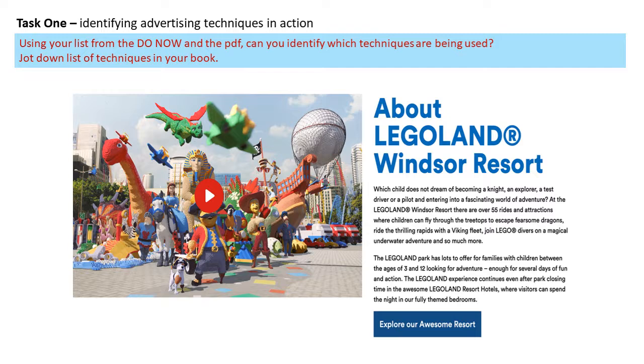Okay, so for your first task, I would like you to identify the advertising techniques in action. So let's look at one example advert from a theme park together. Using your list from the Do Now and the PDF, I'd like you to identify which techniques are being used and jot down the list of techniques in your book. So let's read through the advert together.